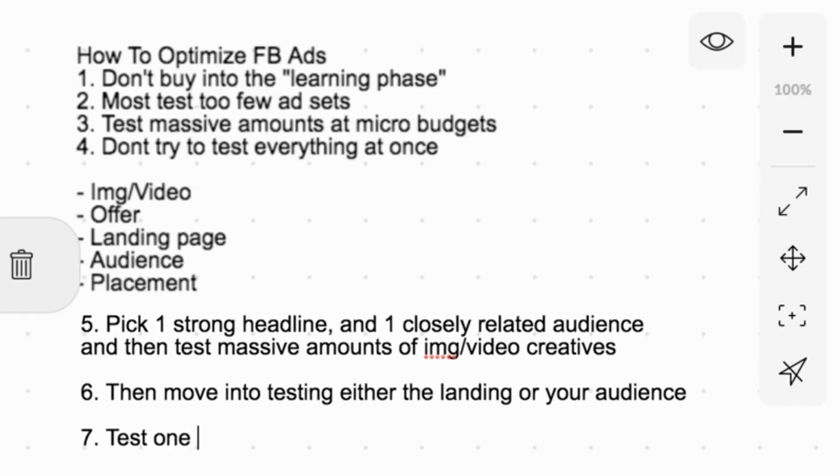But the point I'm trying to make here is that you shouldn't try to test everything at once. You shouldn't just pick one image at random and start launching all these other tests around that image, because you don't even know if that creative is going to be good, right? You could end up wasting a lot of money double testing things just to find out that the creative wasn't even good. So you have to move through different phases of testing by testing one thing at a time.